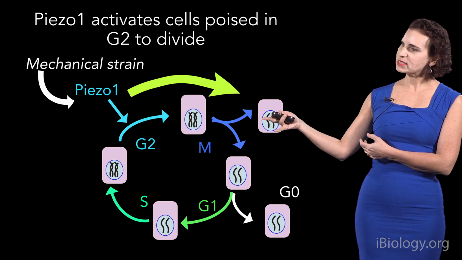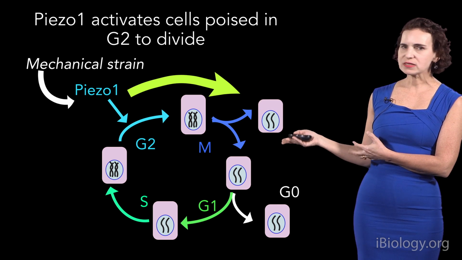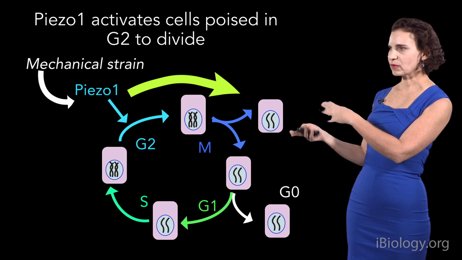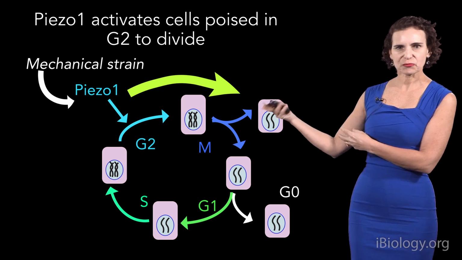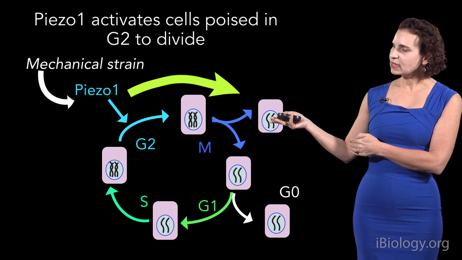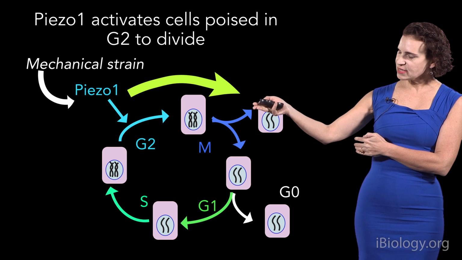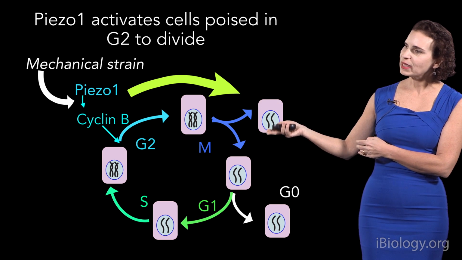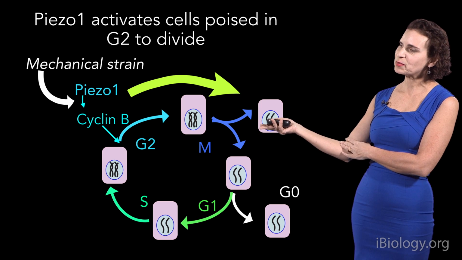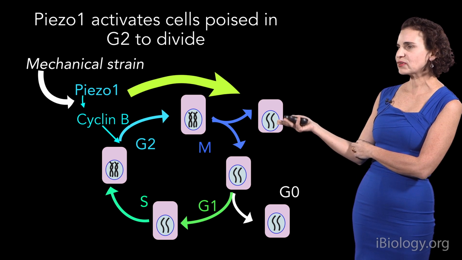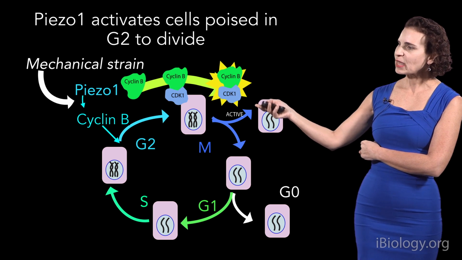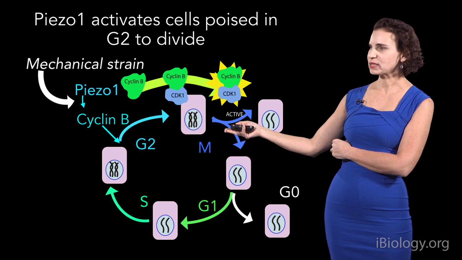piezo was activating cells that were poised in G2 to push them into division and very rapidly bring back these cell numbers. By investigating these different parts of the pathway, we found that what piezo is doing is activating cyclin B production. And cyclin B is a very important precursor that will activate CDK1 to cause cells to undergo mitosis.